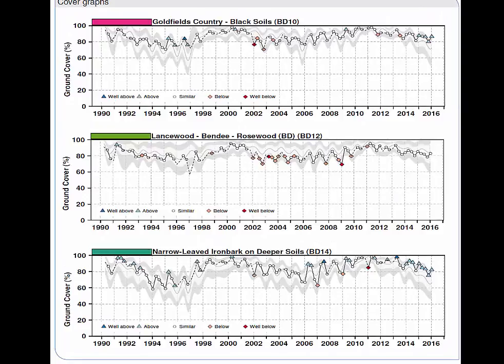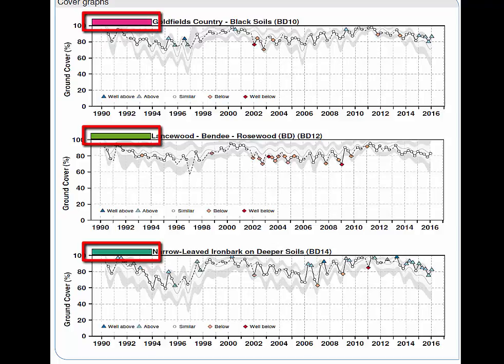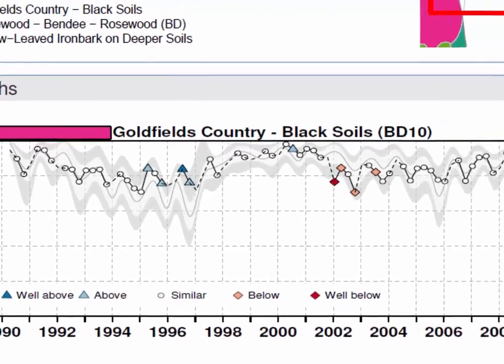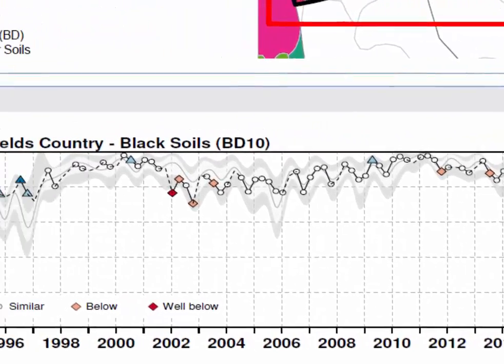This particular page has 3 graphs, but sometimes there can be less. When this happens, it's because the number of graphs corresponds to the number of land types in the legend. You'll note too that each graph has a coloured bar along the top. The colours correspond to the land types identified in the mapping to help you quickly relate the graph to the corresponding land type.